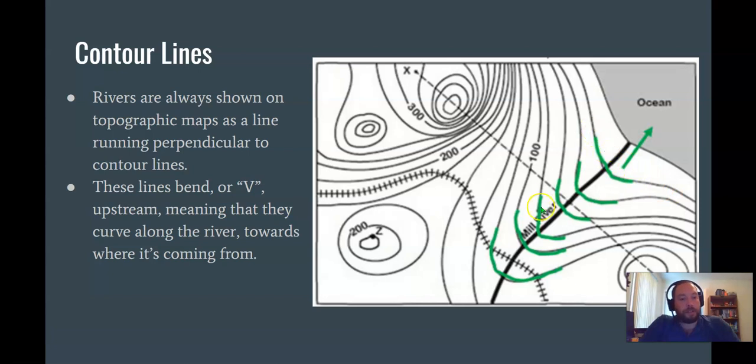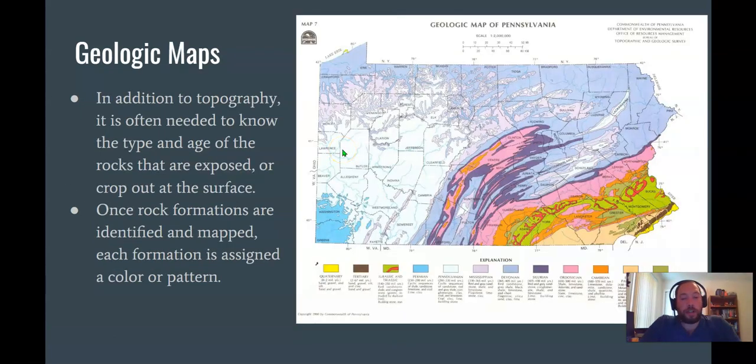All right, so here's an example. It kind of V's, so it's pointing in the direction where the water is coming from. So we know as we run up through the V's, it's going to take us away from the mouth of the river. Our last type of map is known as a geologic map.